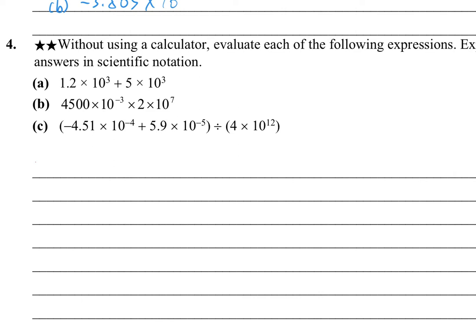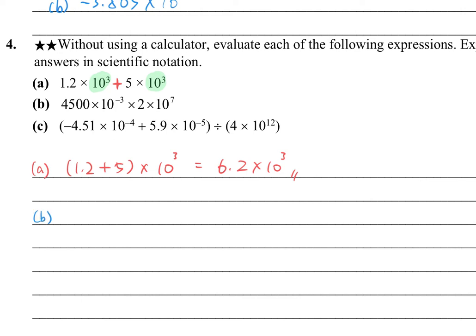Question 4A. So you can see that we are doing addition, and for both values they have the same power of 10. So we can just add them together. Alright, so it will become 6.2 times 10 to the power 3. Remember we need to use scientific notation to show the answer. So now we go to B.